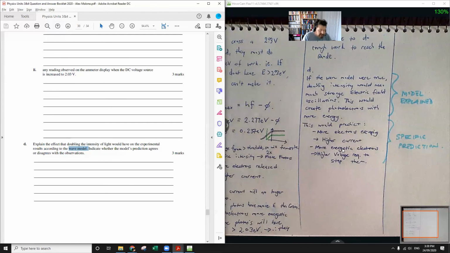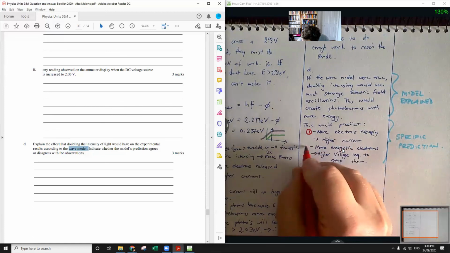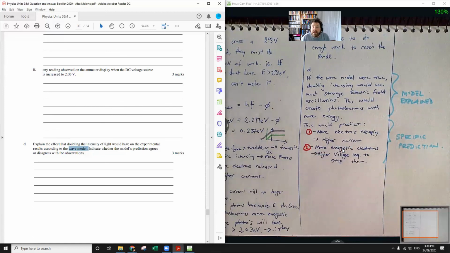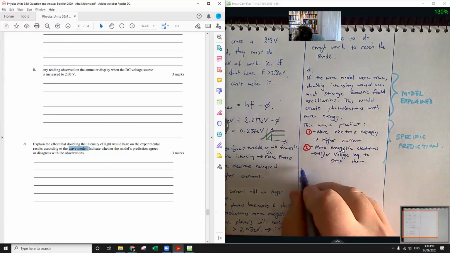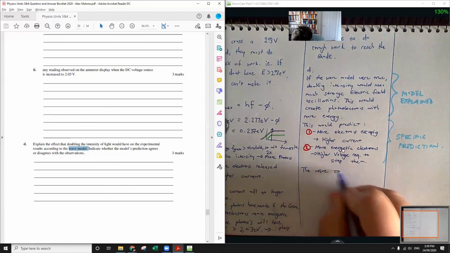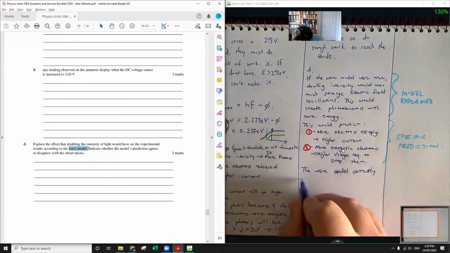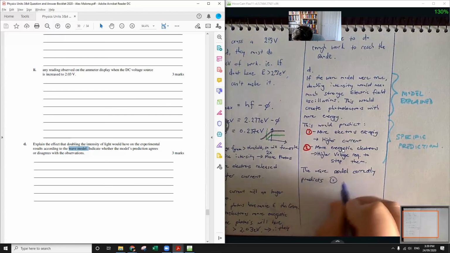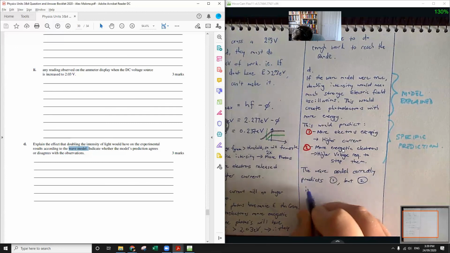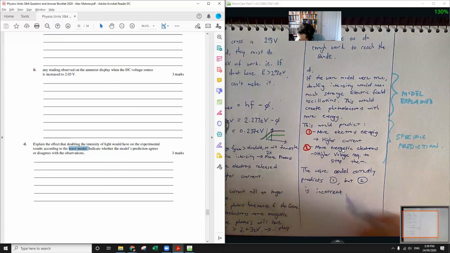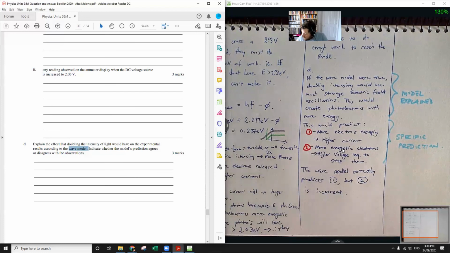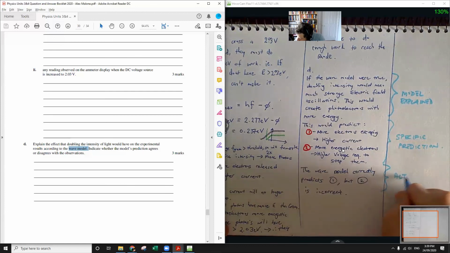Now, just so that I can refer to them in a non-confusing way later, I'm just going to call these two predictions 1 and 2. And if you've got multiple predictions, label them so that you can refer to them later. And then lastly, you want to say whether it gets it right or wrong. So the wave model correctly predicts 1, but 2 is incorrect. And then the actual results.